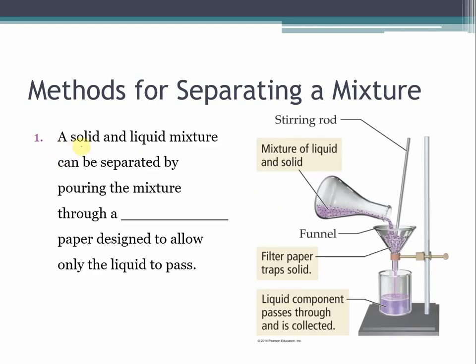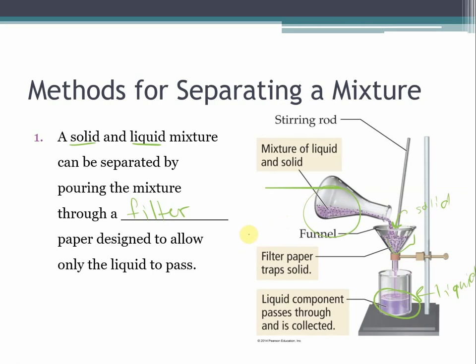Your first method is for separating a solid and a liquid, and that can be done by pouring your mixture through a filter paper that is designed to allow only the liquid to pass. So here we've got a mixture of solid and liquid, maybe something like sand and water. If we pour our mixture through this funnel with the filter paper, the paper is going to catch the solid and just the liquid will pass through. Now we've got solid up top and liquid in the bottom, and we have separated them. So that's the simplest way to separate a solid and a liquid.